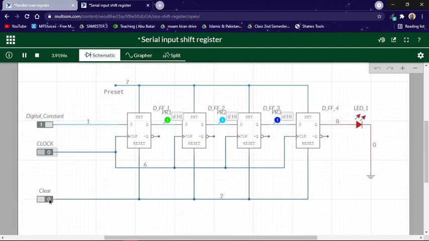Now we will discuss the working of clear. When clear is 1, all the inputs are 0, and it will reset all our outputs. Again, after clock rotations, our outputs become 1, and after clear it will become 0.